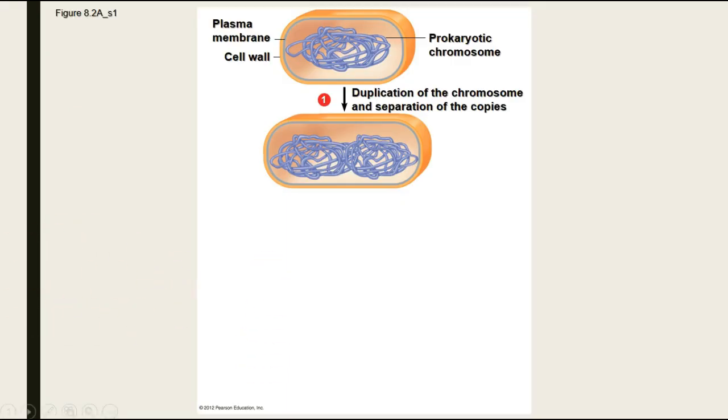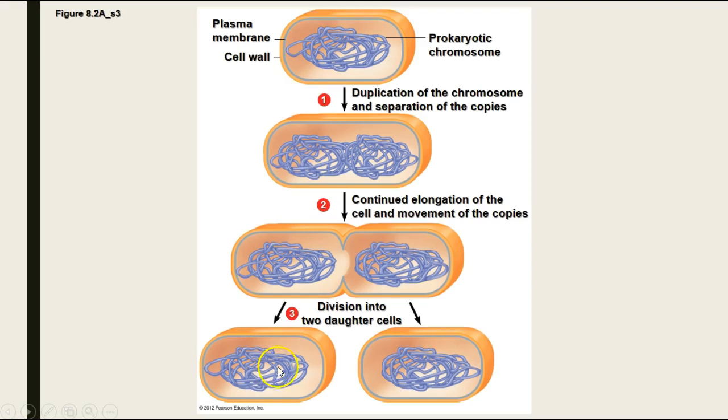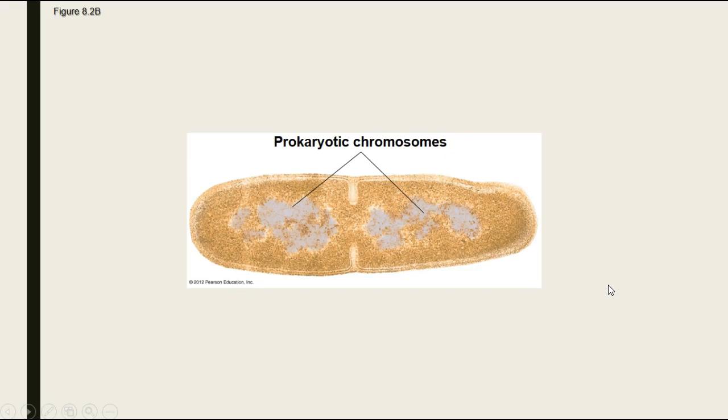Here we have our prokaryote chromosome that is in the process of duplicating, and they're going to start separating from each other. As the cell continues to elongate, you have movement of the copies, and eventually you have a pinching off or a separation into two separate daughter cells. Like I said, relatively simple. Here's an actual micrograph of a prokaryotic cell in the process of dividing, and you can see the separate chromosomes here and here. So not very hard to understand, a really simple process.